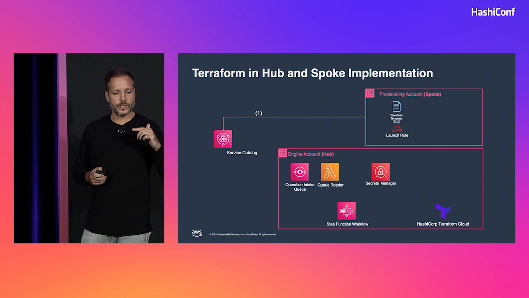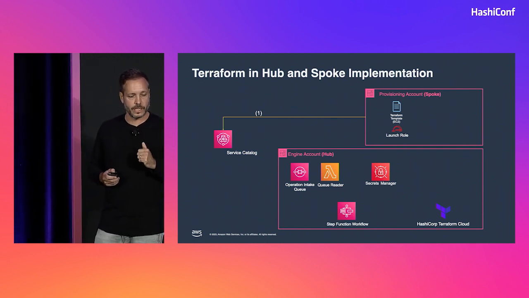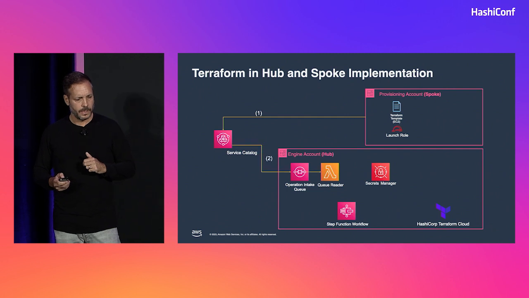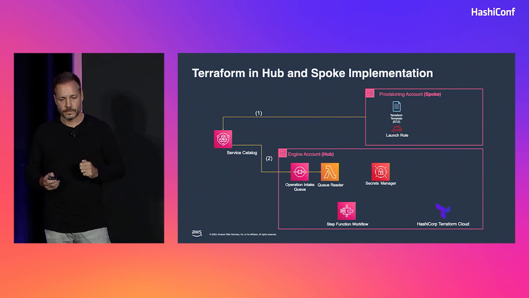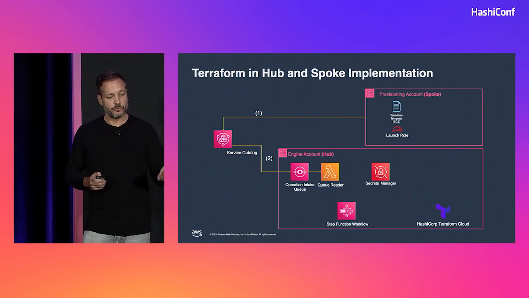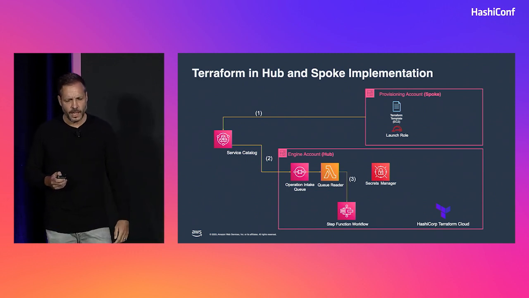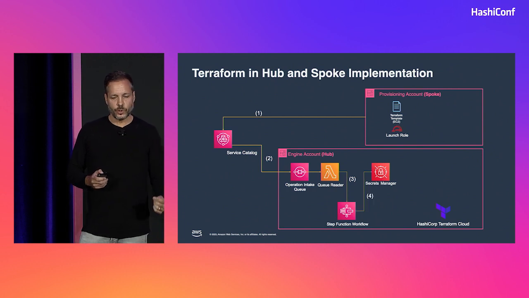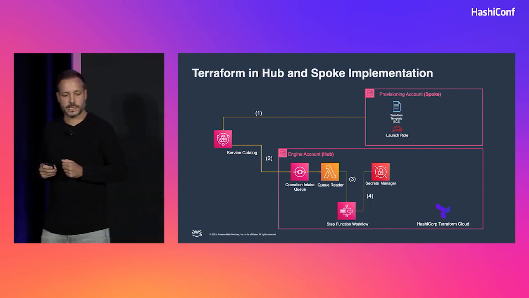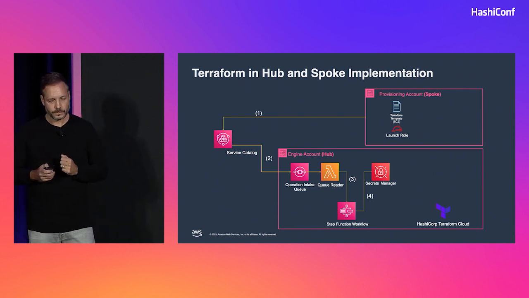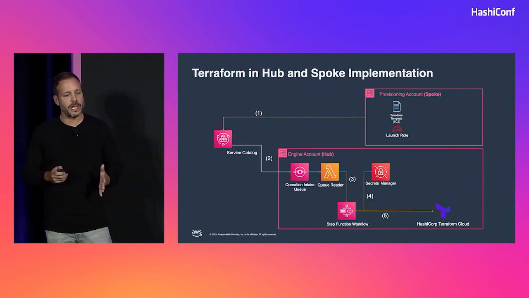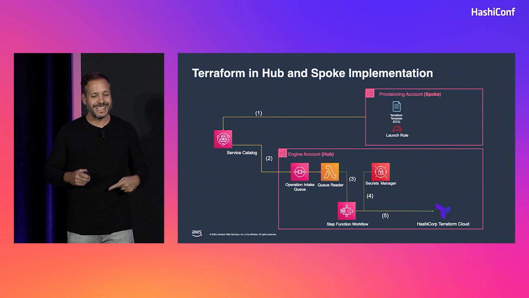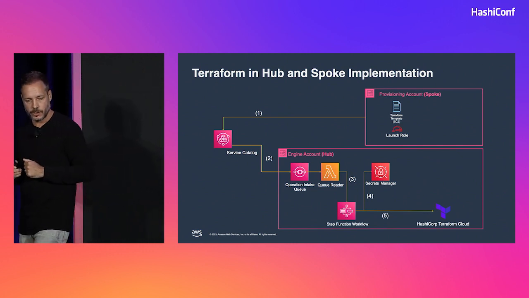So the user starts the provisioning operation of the EC2 instance. Then Service Catalog sends the provisioning payload to the SQS queue. Then you have a queue reader lambda that reads the queue and starts the engine workflow. The engine workflow uses Secret Manager to authenticate with Terraform Cloud. All right. Then the workflow creates a project, a workspace that is set up to assume the role in the provisioning account.